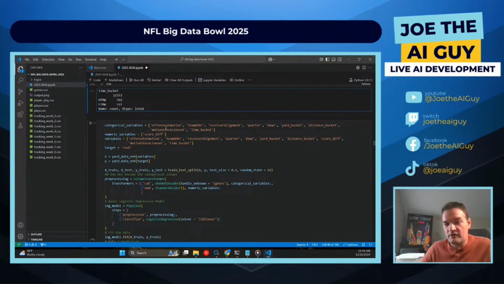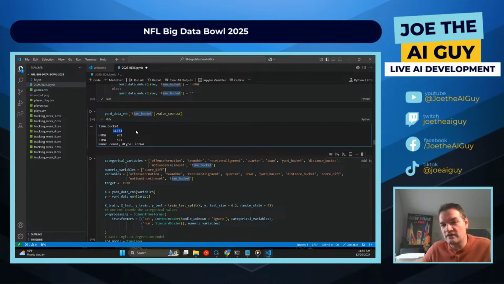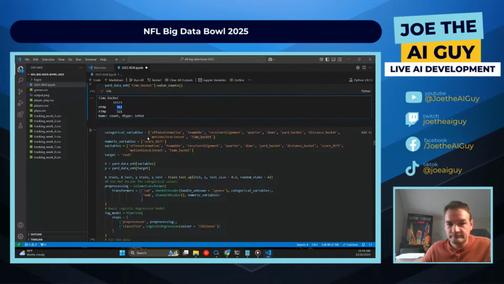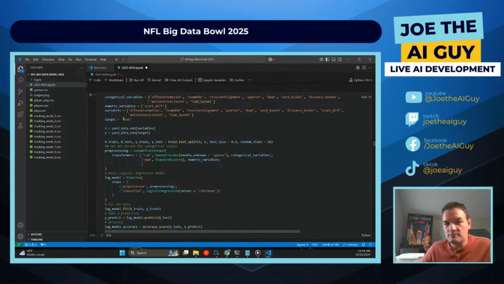So then with our updated fields here, we now have a more complete model. So we still have that formation, team abbreviation, receiver alignment, but now we're adding information like what quarter it is, what down is it, that yard bucket for short, medium, or long distance. Same thing for the distance to goal. Was there motion? And then how much time is left in it? Is it the regular time in the game or in that halftime or final 2-minute warnings? And then we're still trying to predict whether it's rush versus pass. So that is our target here.